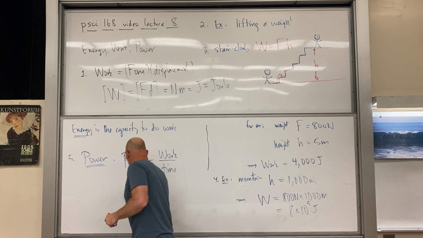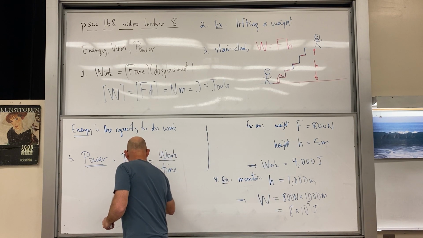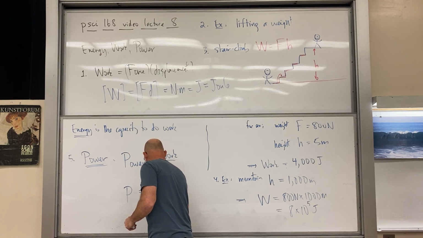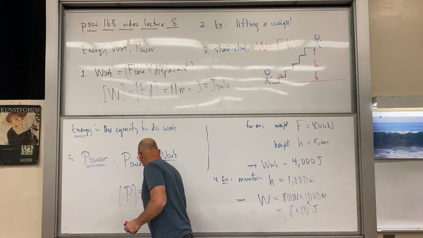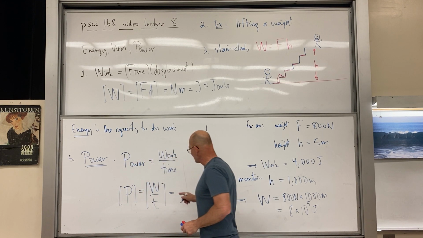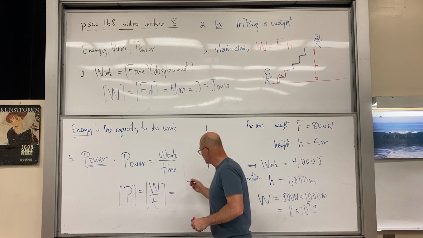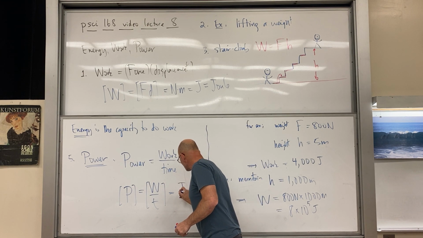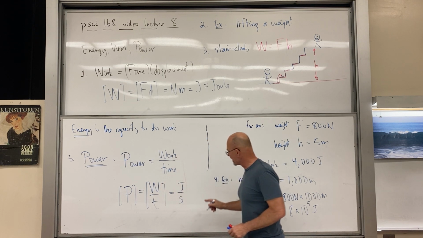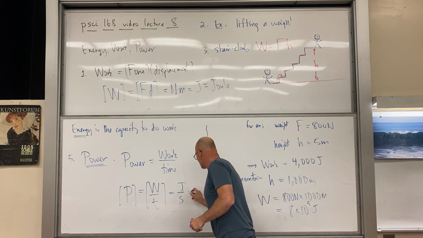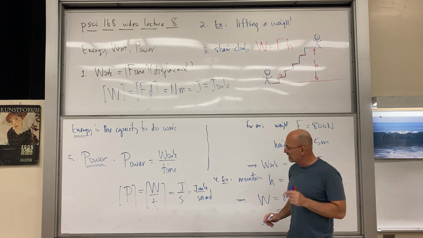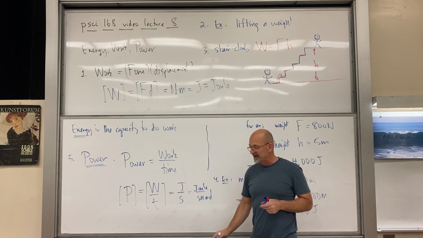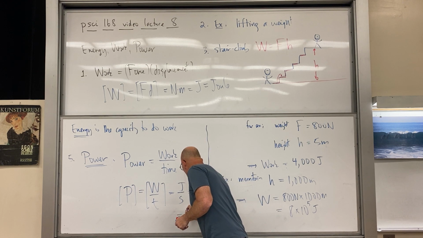So the next thing I do is write this in symbols, and I put that square bracket around each side, which means I'm asking what are the units. And the units of work we just learned are joules, J. Units of time are going to be seconds, so that's joules per second. But that also has another name with which you're familiar, because a joule per second is a watt. So it equals watts.